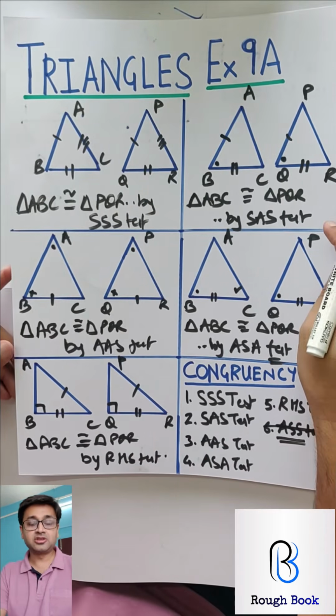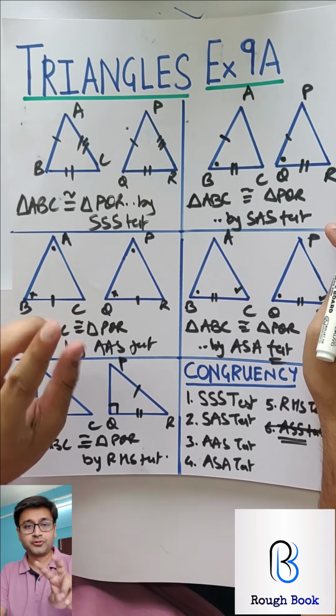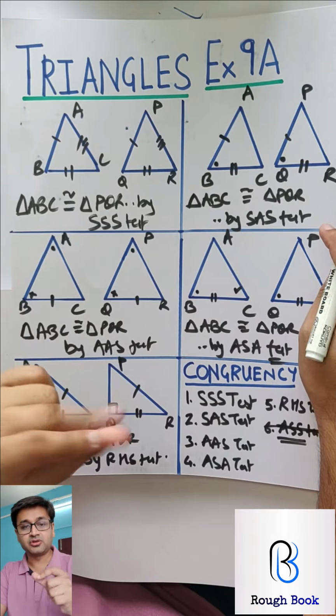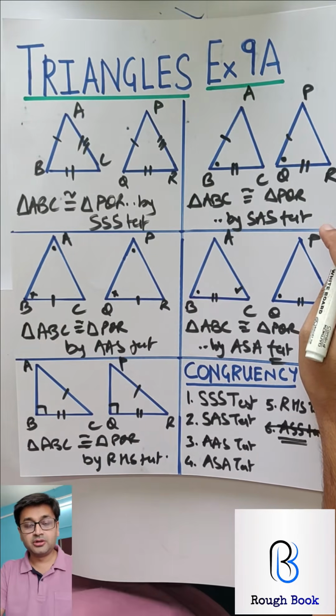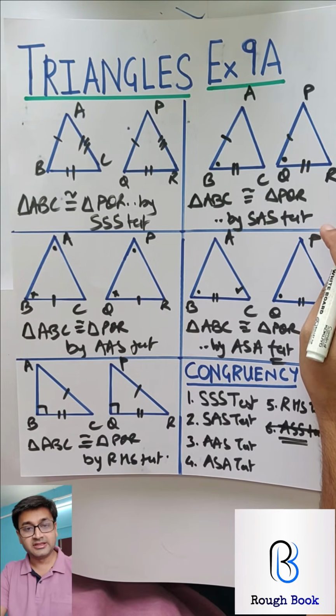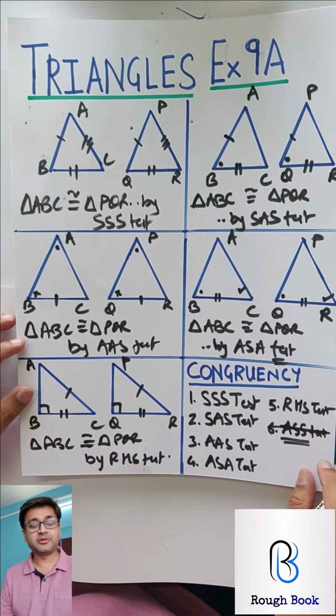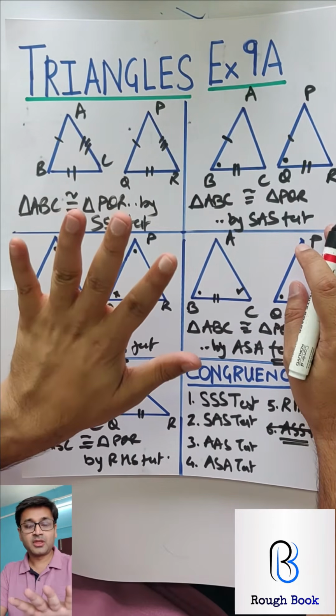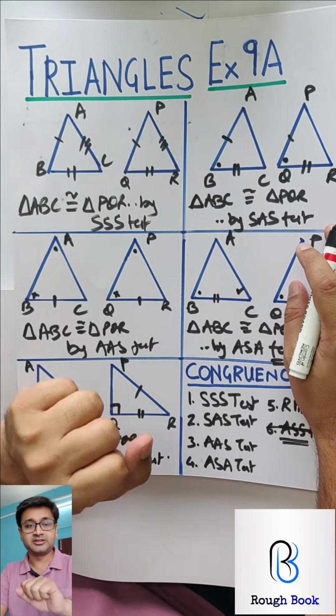So basically in this topic, you are going to prove two triangles congruent using these 5 tests. If you know these 5 tests, you are sorted. Now the only thing you need to understand is how to present these sums. So we will do the first sum and you will get an idea. So I call this 5 golden steps. When you say 5 golden steps, what does it mean?